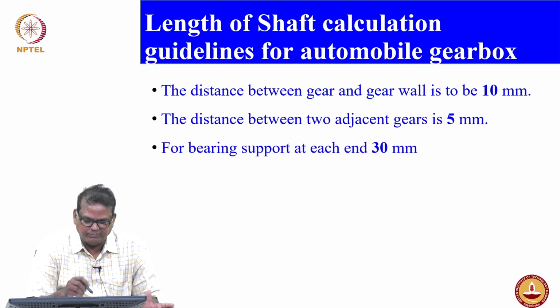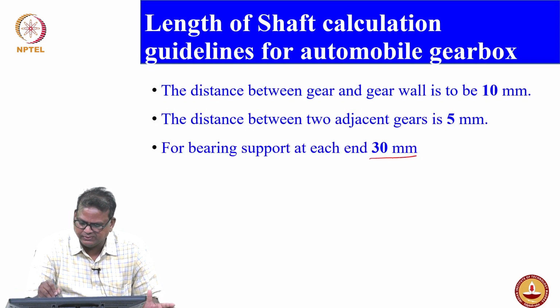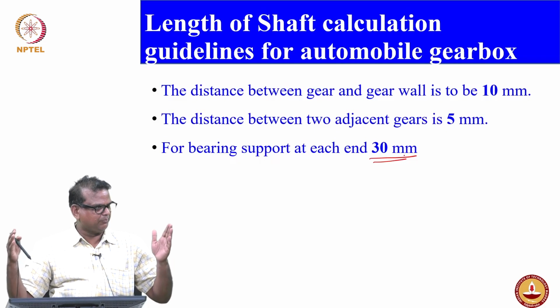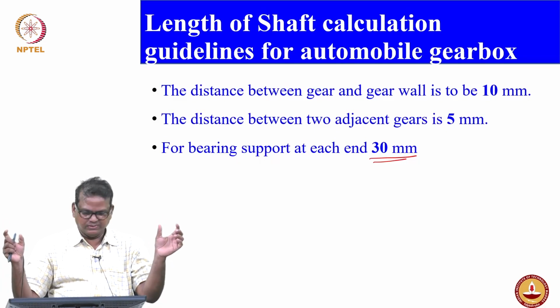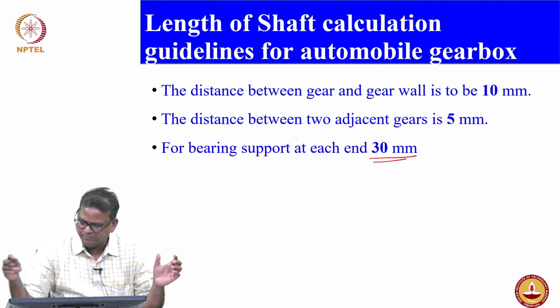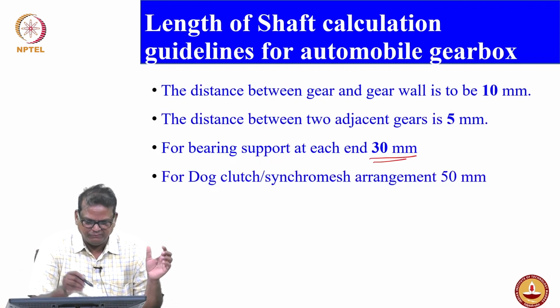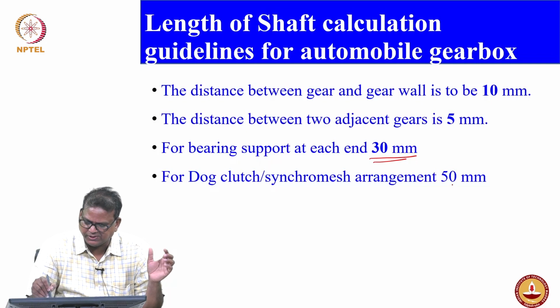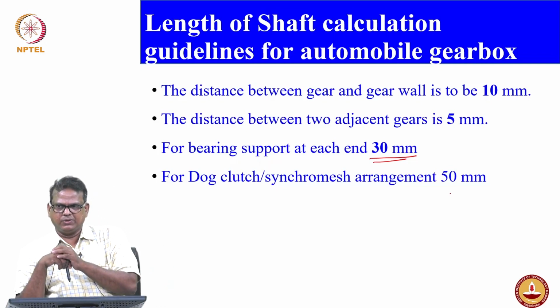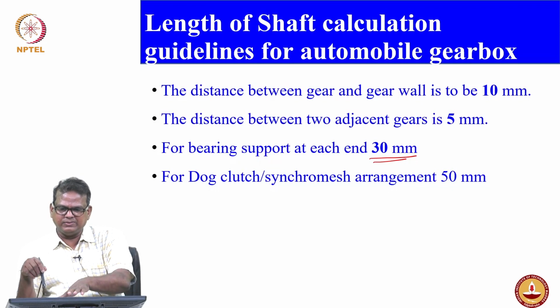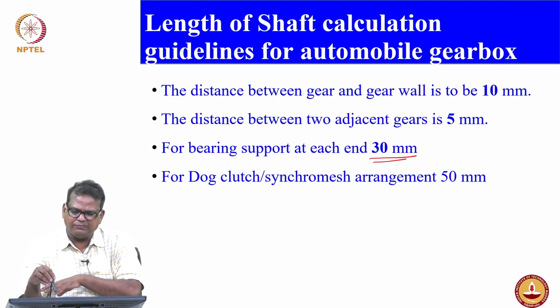And of course, for bearing support usually we will take 30 mm. The bearing support means we talk about the ends of the shafts where you have to give the bearings, right? That will have a 30 mm. And normally for dog clutch and synchromesh arrangement, we will give a 50 mm. Okay, so that is enough.